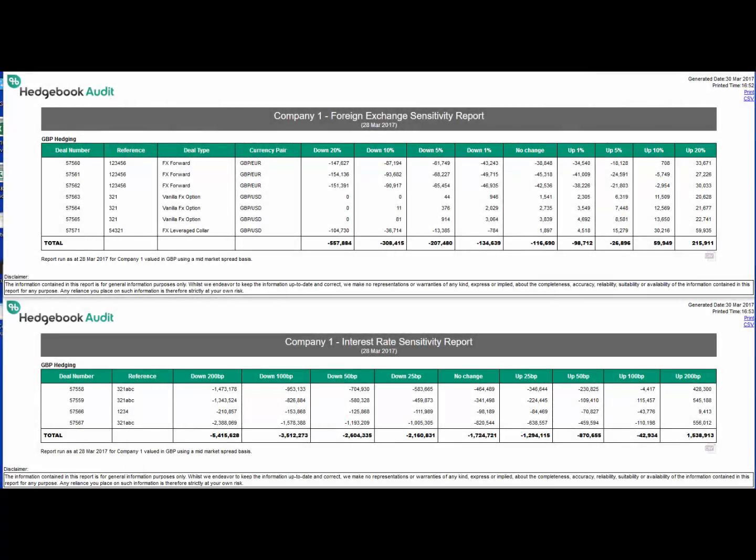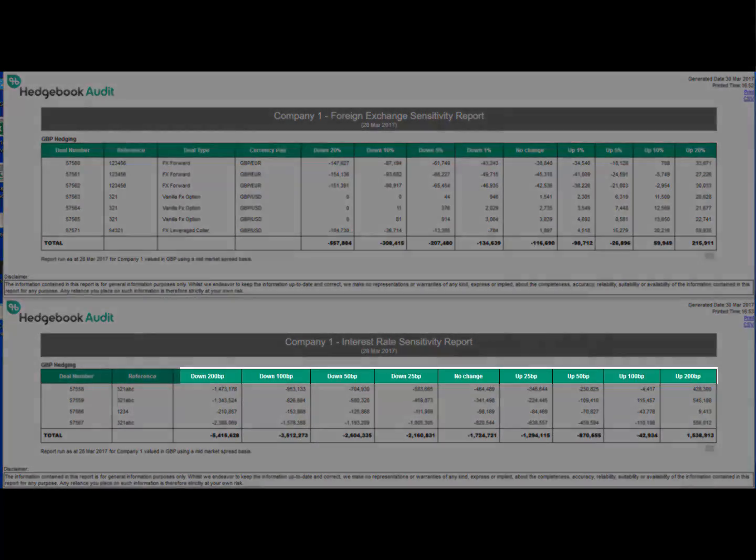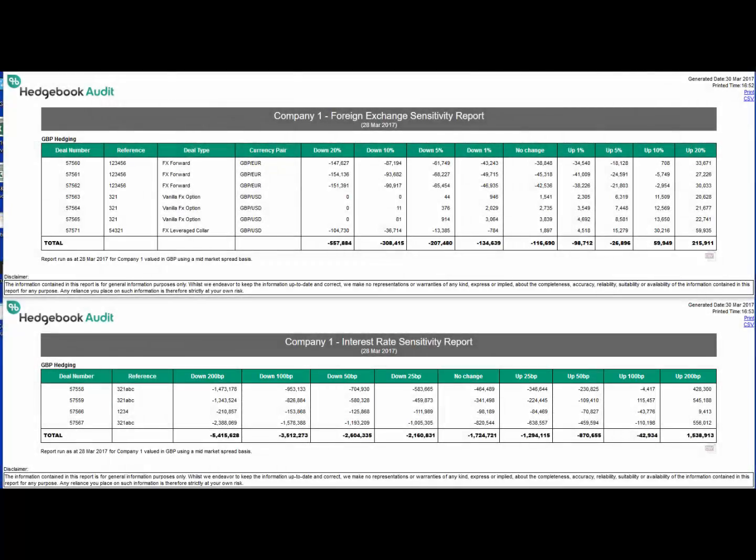For interest rate swaps, the zero curve used for calculating valuations is shifted by a parallel movement of plus and minus 25, 50, 100, and 200 basis points. These sensitivity reports address the disclosure requirements of IFRS 7 and US GAAP equivalent for financial statements.